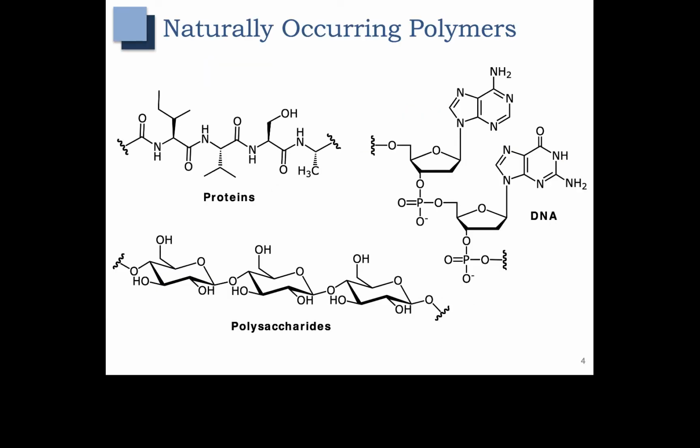You're probably already quite familiar with several naturally occurring polymers. For example, proteins are polymers of amino acids. Polysaccharides are polymers of sugars or saccharides. And DNA is a polymer of nucleotides. Remember that the nucleotides contain a sugar, a phosphate group, and a nitrogenous base.